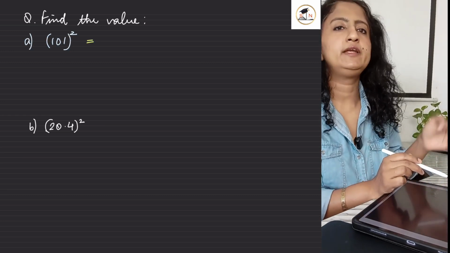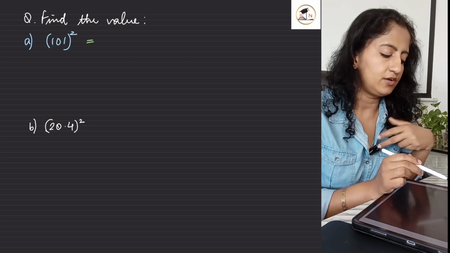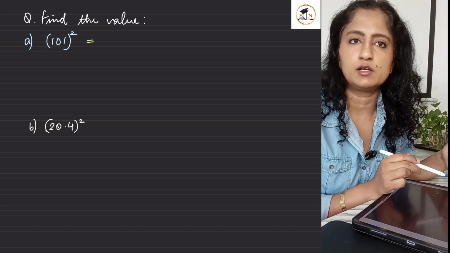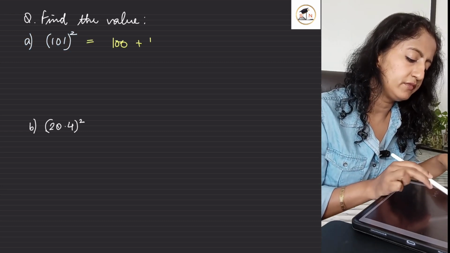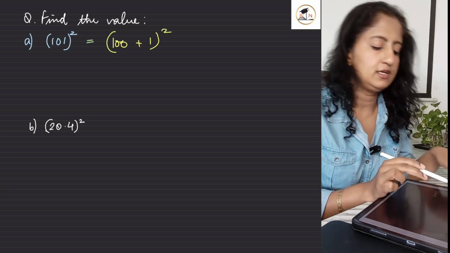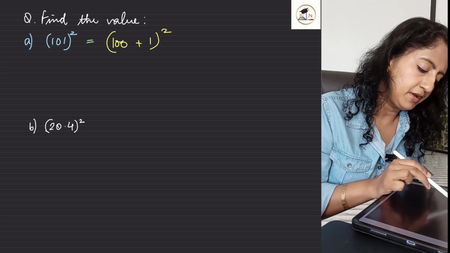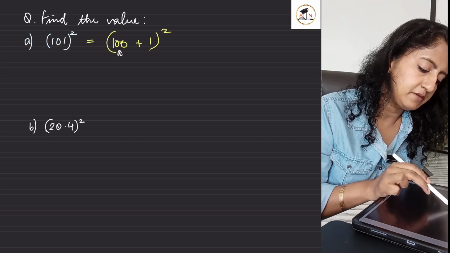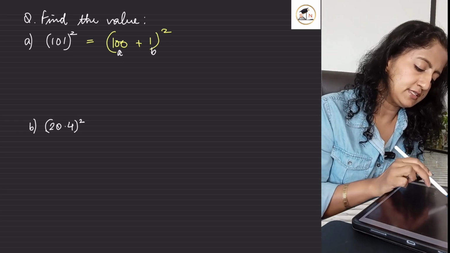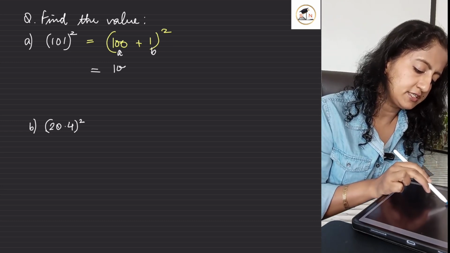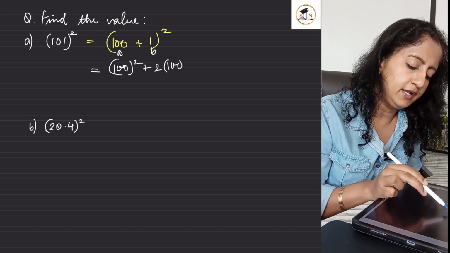What we need to do is find a number which is closest to tens or hundreds, right? And obviously 101 is closer to 100. So how can we write it? I can write it as 100 plus 1, and it was a square outside, so it still remains a square outside. After this, my 100 becomes A and 1 becomes my B. So applying the identity now, what does it give us? It gives us 100 square plus 2 into 100 into 1.